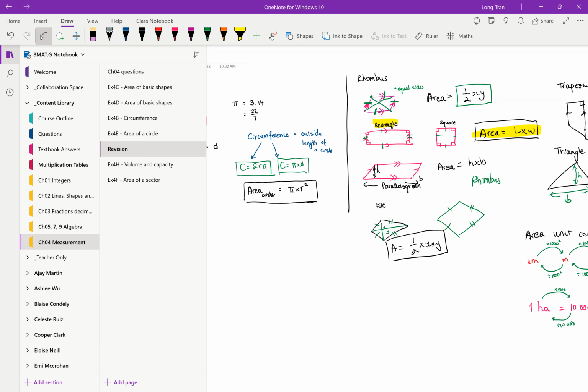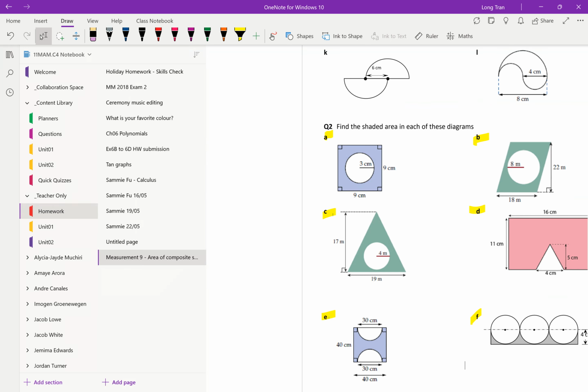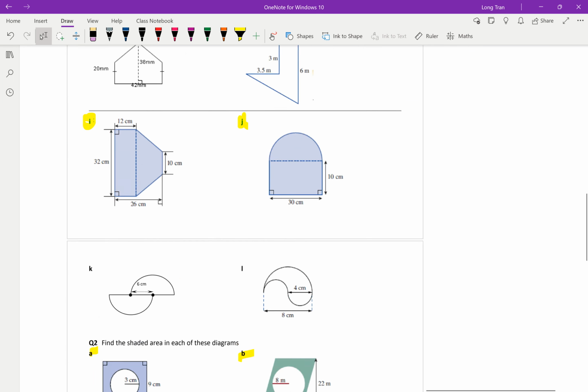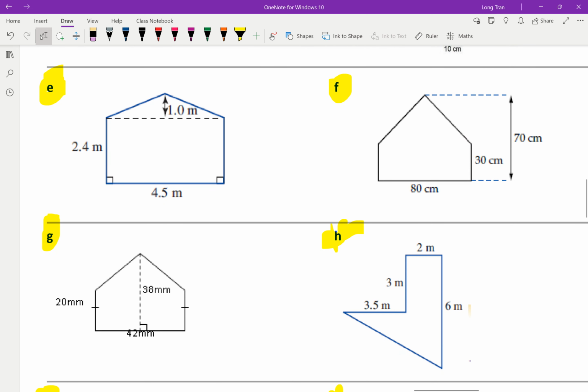So let's have a look at your sheet again. I'm just going to go back to, I made it in this sheet, didn't I? All right, here we go. Let's do E. E, F, G, and H all follow the same thing. So you need to be able to picture two different shapes, or break this overall shape, this sort of house-looking shape, into shapes that you are familiar with.